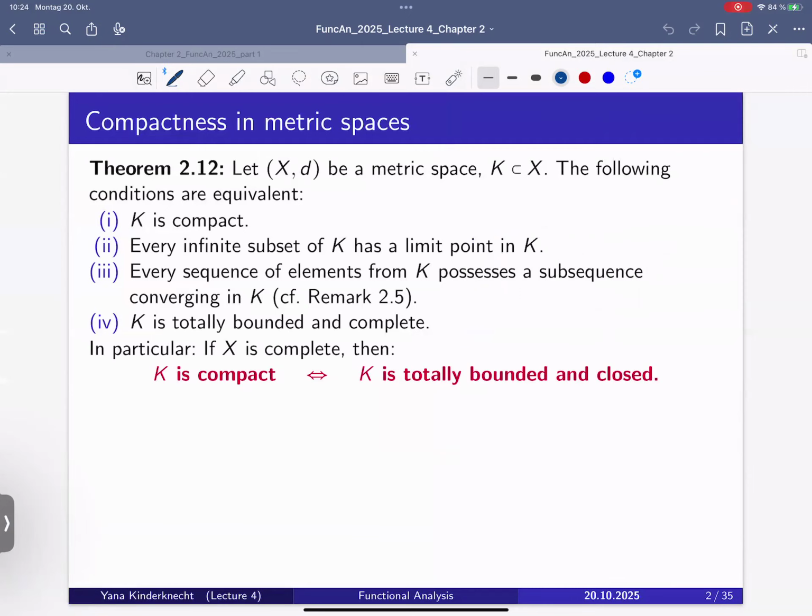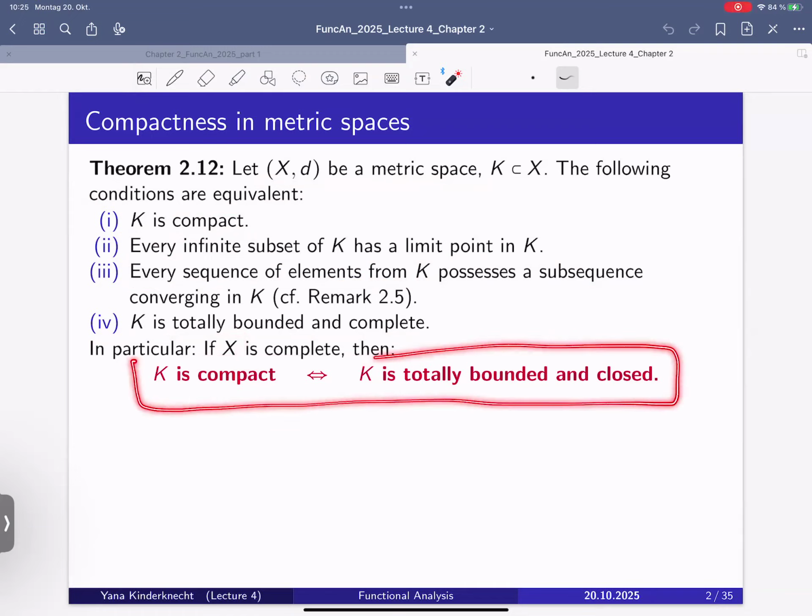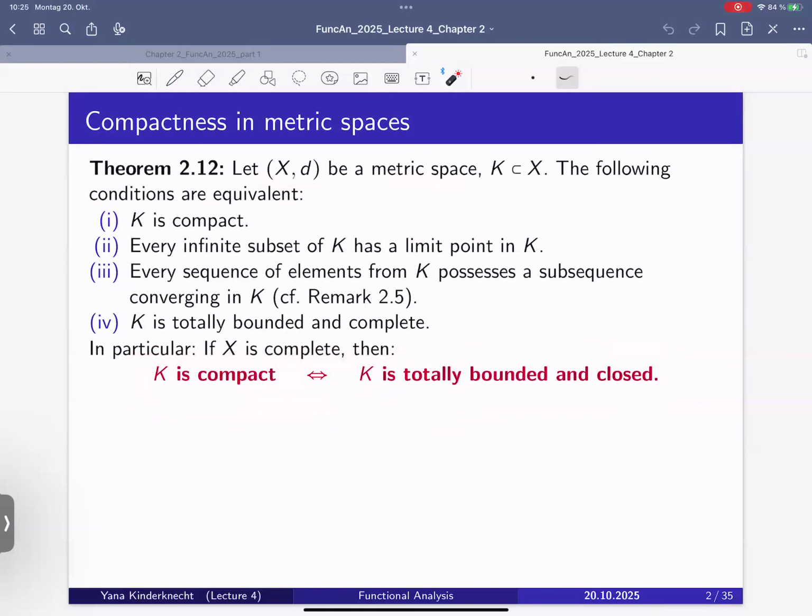Last time we discussed Theorem 2.12. We are in the setting of metric spaces. We have a metric space, and then the following conditions are equivalent. A set K is compact in the metric space X if and only if every infinite subset of K has a limit point in K, every sequence of elements from K possesses a subsequence converging in K, or K is totally bounded and complete. In particular, if the metric space we are living in is complete, then this is the formula for what is a compact set in a complete metric space: a set is compact if and only if it is totally bounded and closed.